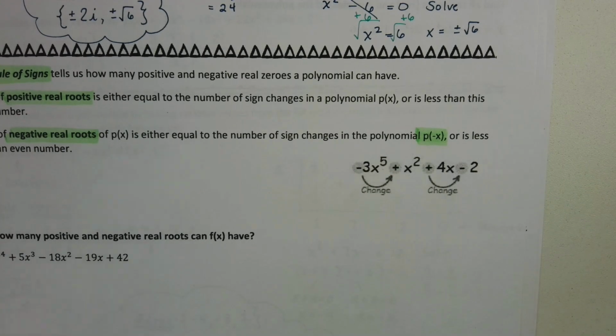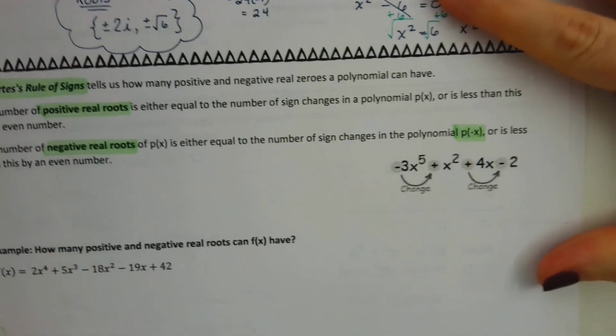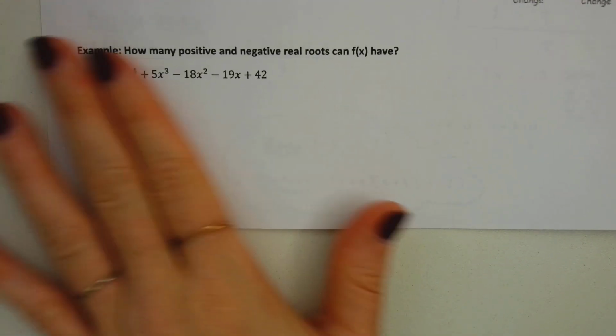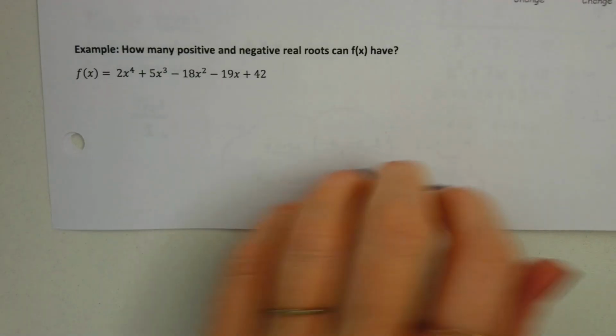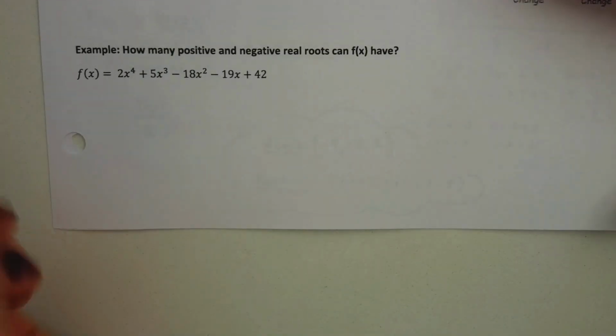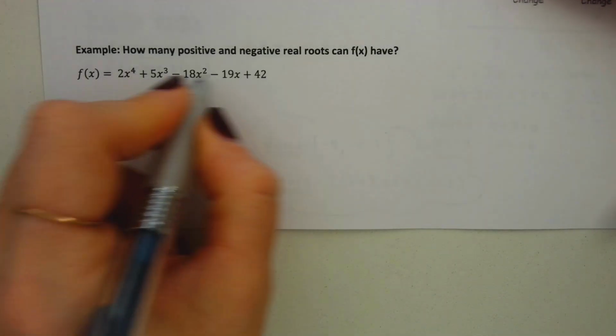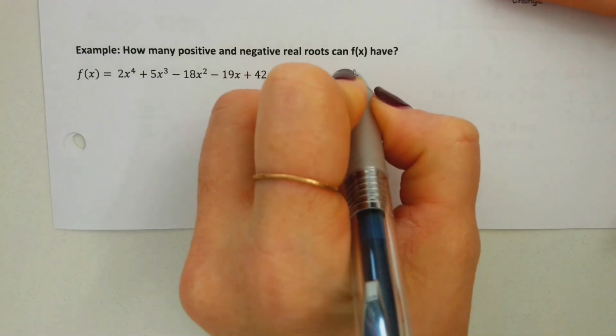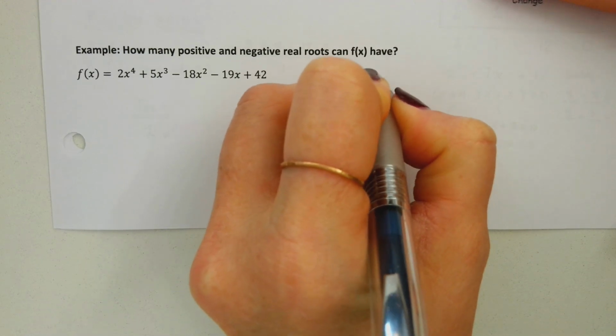Let's try one. I know you're thinking, what in the heck, Miss Brody? Here we go. We're just trying to figure out how many positive or negative real roots it can have. Not even what are they, just how many could it have. And we're going to do that by counting sign changes. Starting with sign changes as it is now, because that helps us find our positive.